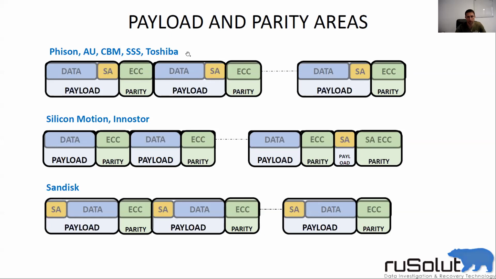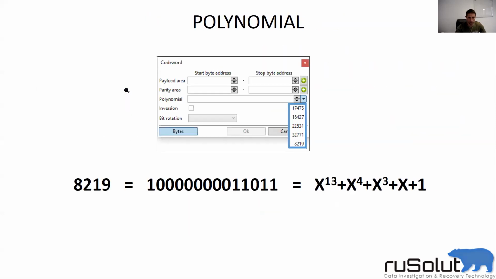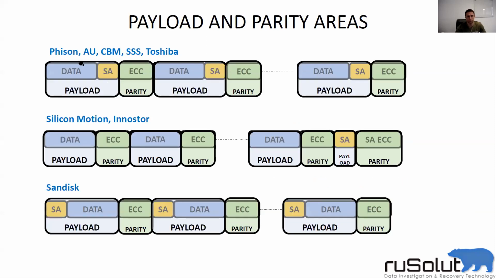If you have 8 such periods, then you should have 8 code words, because as you understand, each code word has its own payload area address and parity area address. Polynomial, inversion and bit rotation will be the same, but addresses will be different. So that's why we should have one code word for each payload plus parity area. In case of an 8 kilobyte page size and 1024 bytes of data area, we will have 8 code words. In case of a 16 kilobyte page size, it's going to be 16 code words.